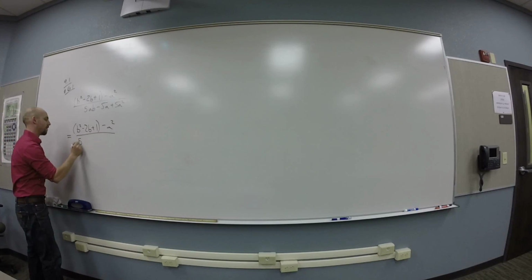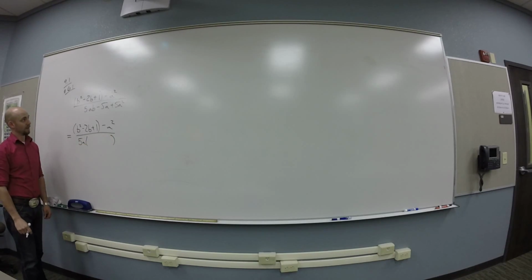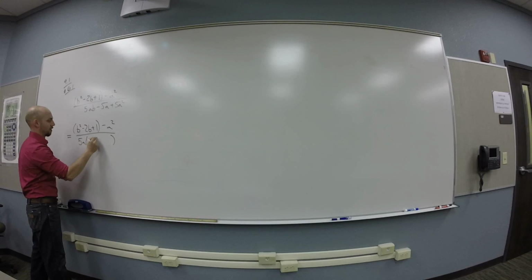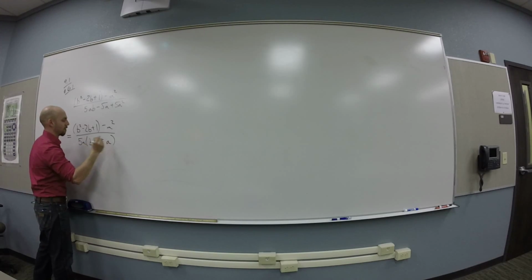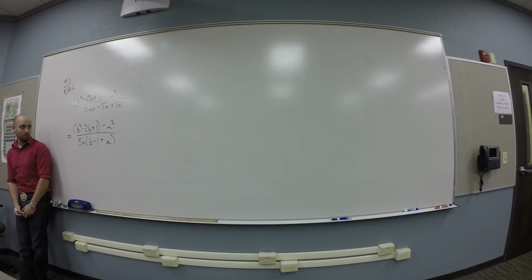So if I get a 5A out, what am I left with? B minus 1 plus A squared? Oh, plus A. Okay. Got a B minus 1 plus A. How do I check that to make sure I didn't screw it up? Distribution. Yeah, distribute back in and double check. Cool. All right, now what?